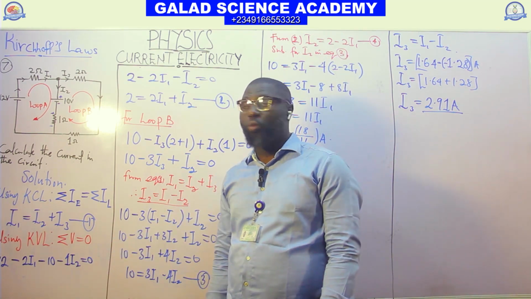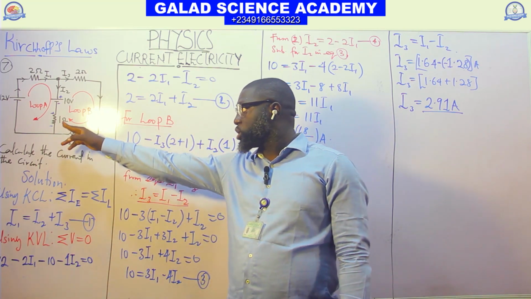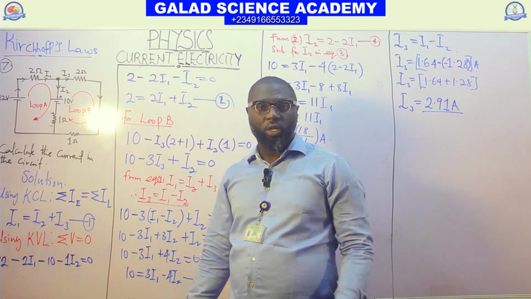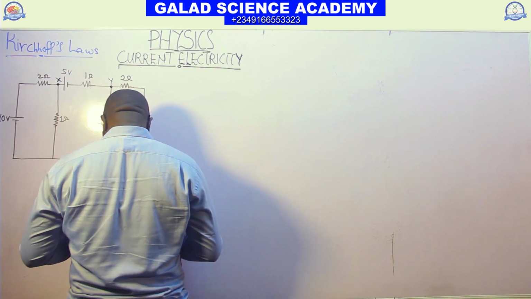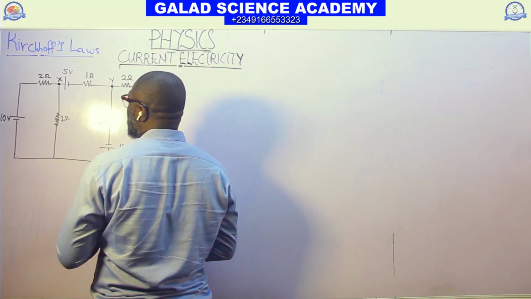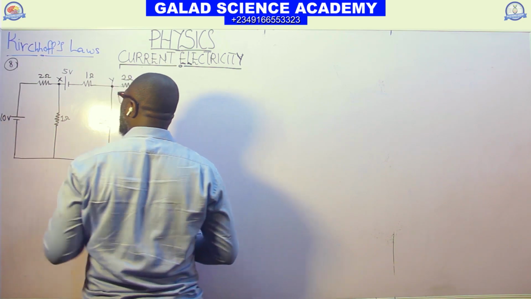Let me give you the last question, which will be the complex one that will comprise 3 loops. This one is loop AB, so we have 3 loops. So this will be example 8, if I'm not mistaken.